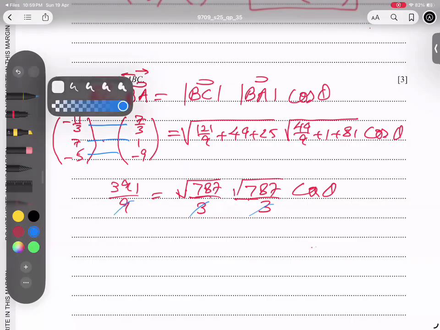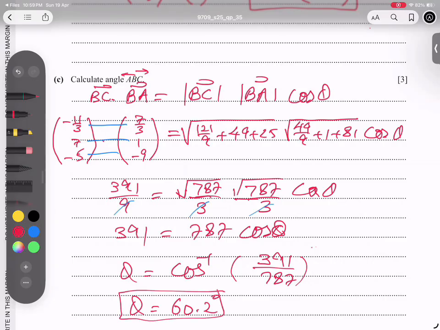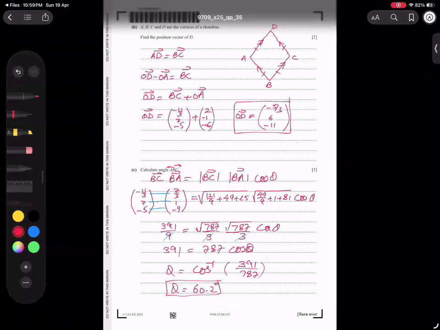And this turns out to be 391 equal to root 787 cos theta, because the roots cancel out, and theta is equal to cos inverse of 391 over 787. Make sure it's in degree mode now: cos inverse of 391 over 787, and the answer turns out to be 60.2 degrees. I think the point is very clear, and the question is completely covered.